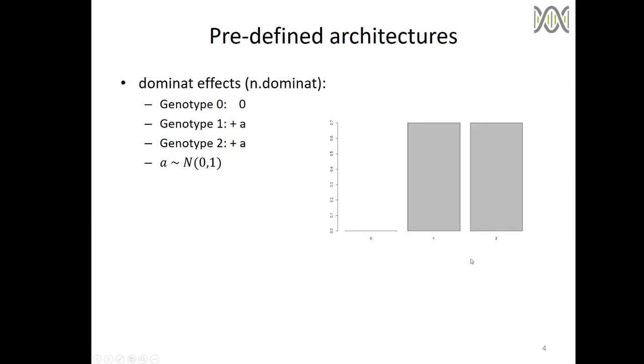Next up, we have dominant effects. In this case, the heterozygous individuals and those homozygous in the second allele have the same effect, whereas genotype 0 will have no difference to the trait value.